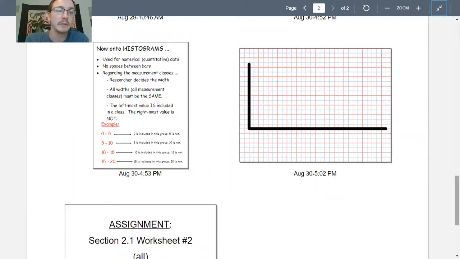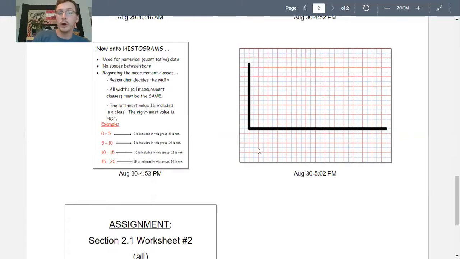Now, the biggest thing with the histogram is you have to decide how far each interval is. Whenever you're making your axis, if you're going to go by fives, it has to go by fives the entire time. The other thing, histograms are like a trickier bar graph, is that the left-hand value is the one included. The right one is not. So if you had 0 to 5, 0 is included, 5 is not. 5 to 10, 5 is included, 10 is not. 10 to 15, 10 is included, 15 is not.